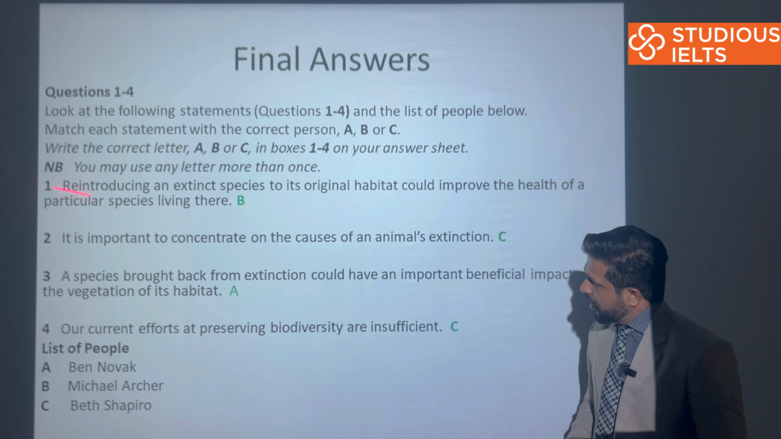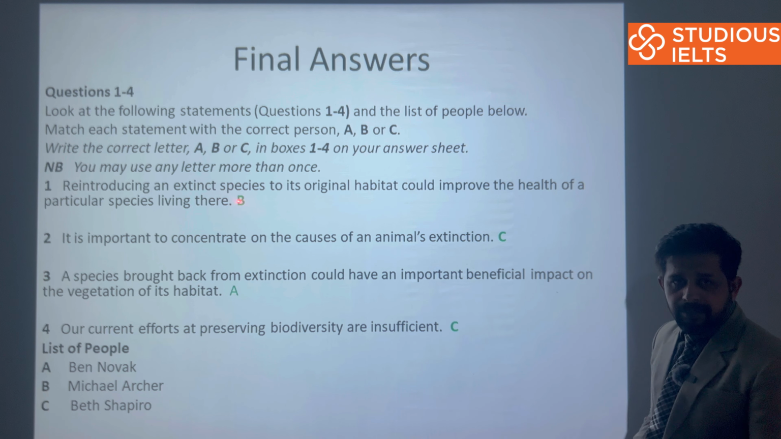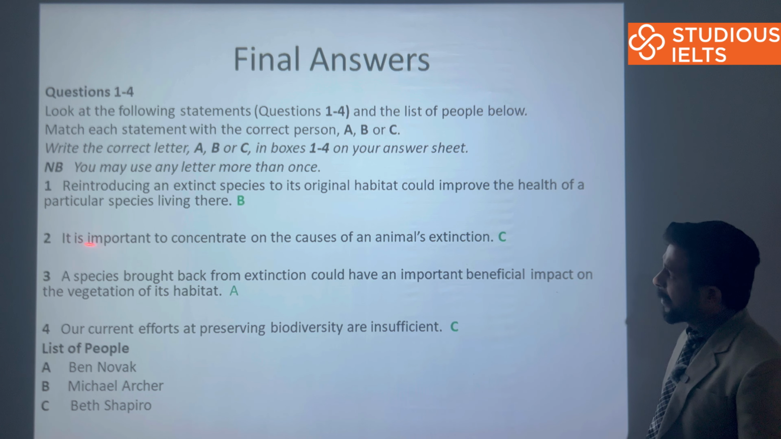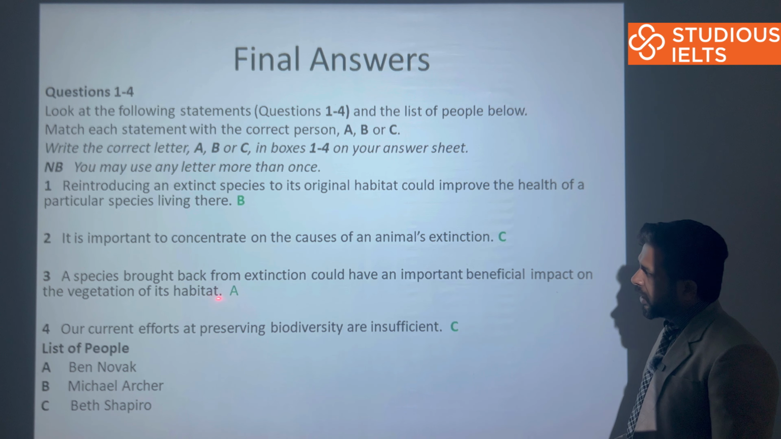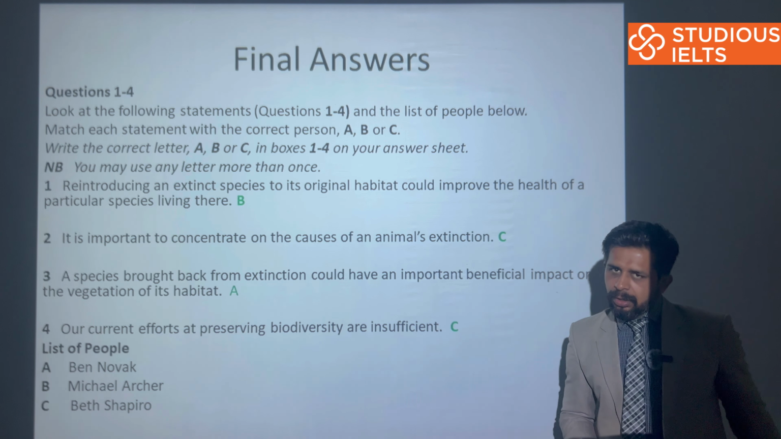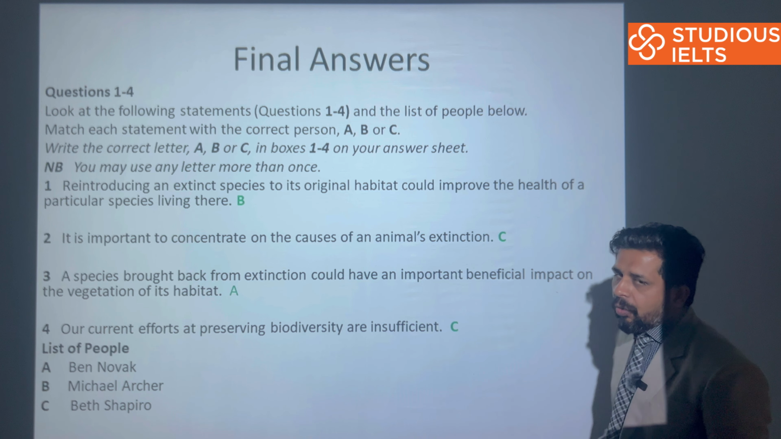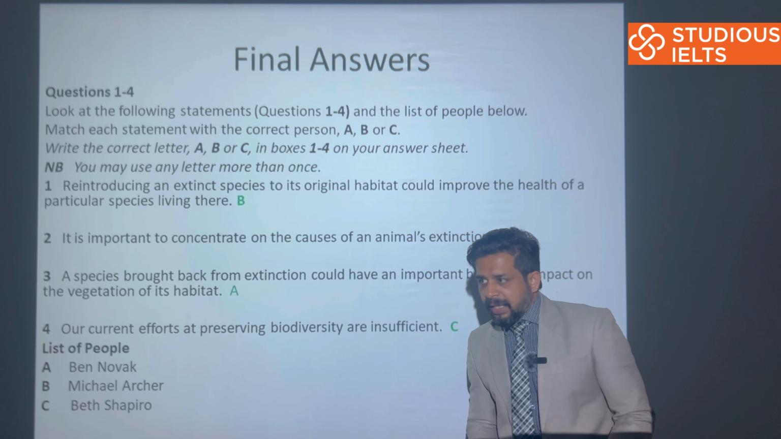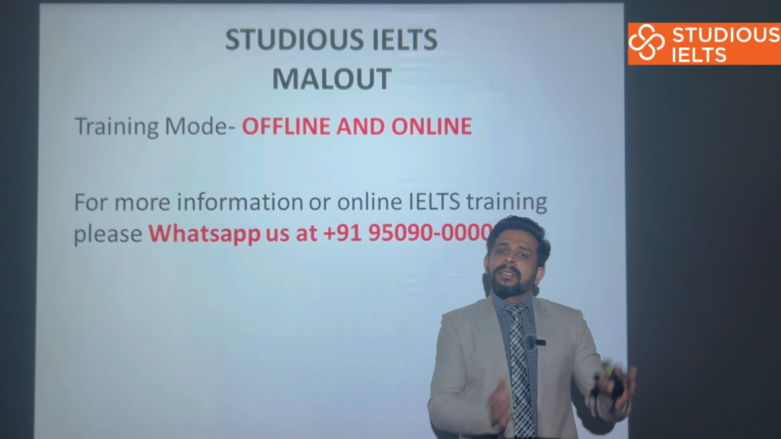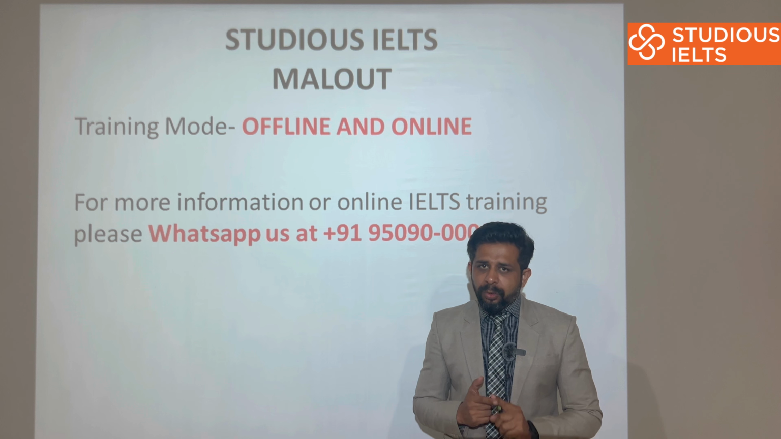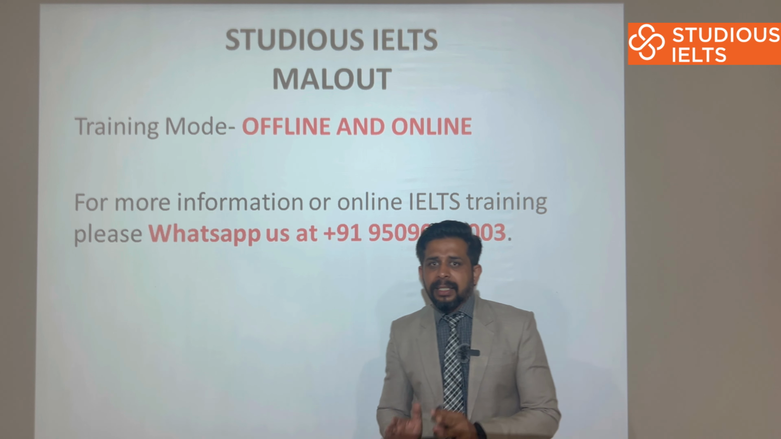If we talk about question number 1, it has B as an answer. Question number 2 corresponds to C. Question number 3 has the answer A. And finally, C is the right answer for question number 4. So this is how we establish this connection between those people and the statements, because if we do that we are going to find the right answers.